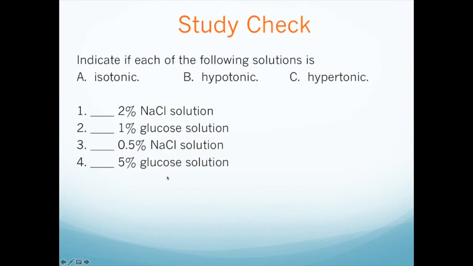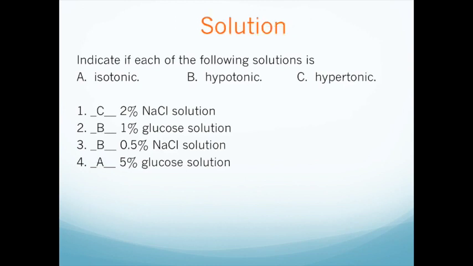So we just talked about what isotonic means for these. So 2% sodium chloride is hypertonic because an isotonic solution would be 0.9%. A 1% glucose solution is hypotonic because an isotonic solution would be 5%. A 0.5% sodium chloride solution is hypotonic because it is less than 0.9%, and 5% glucose is isotonic because that is the same osmotic pressure as blood cells.